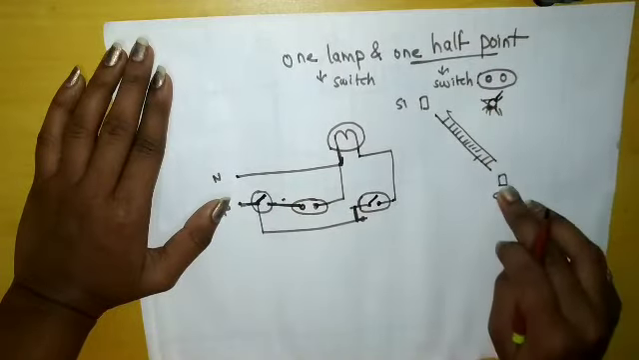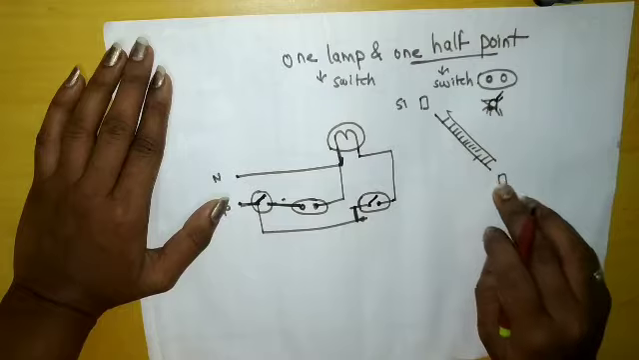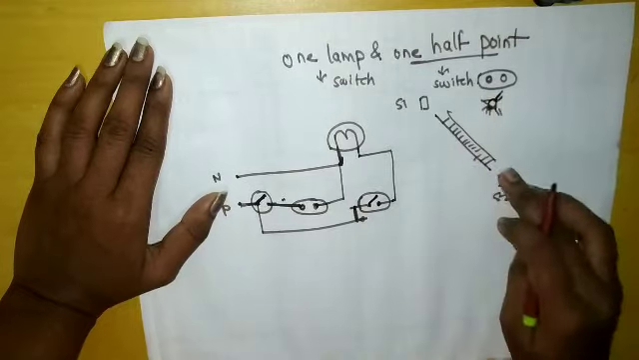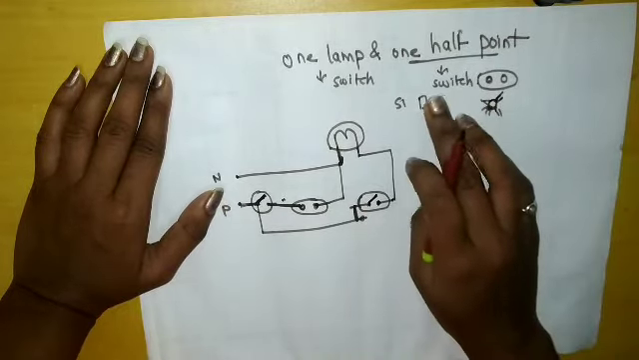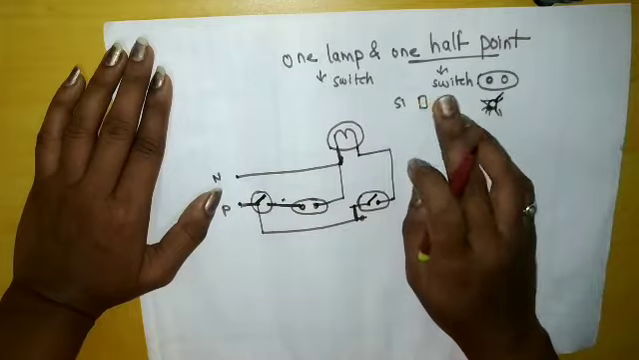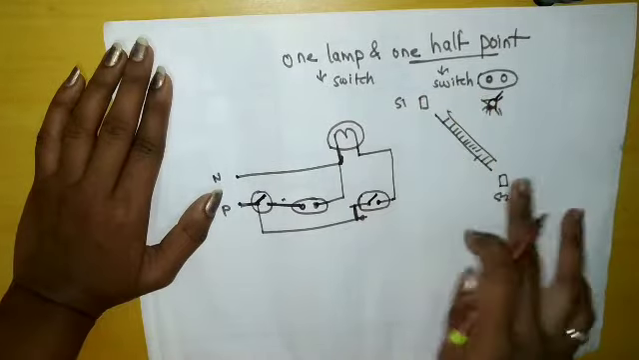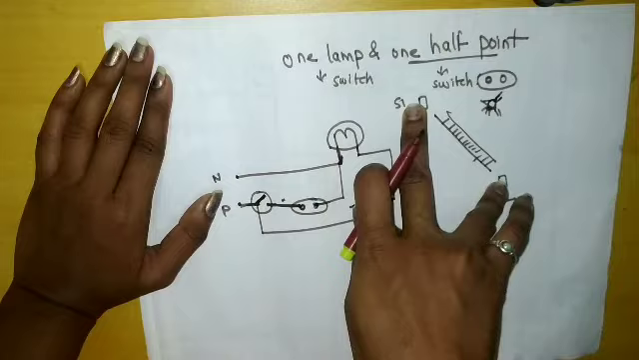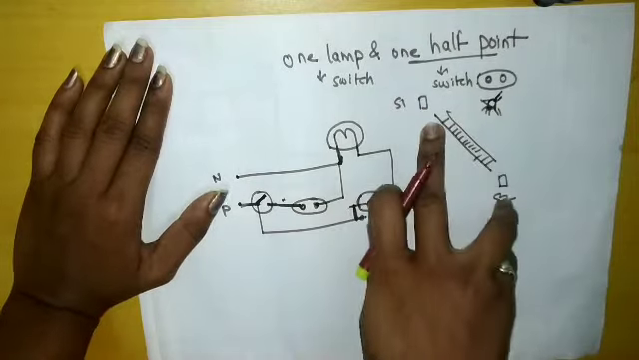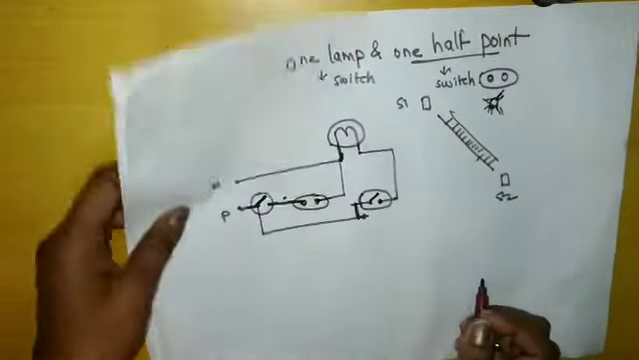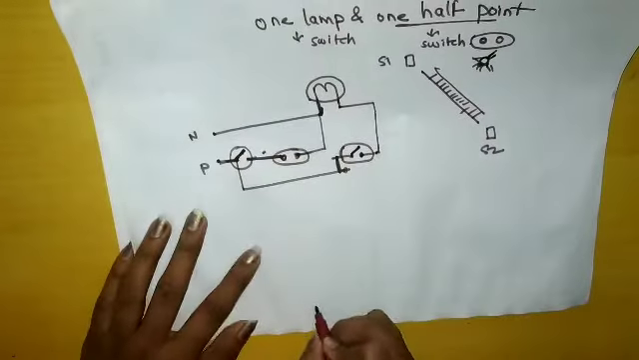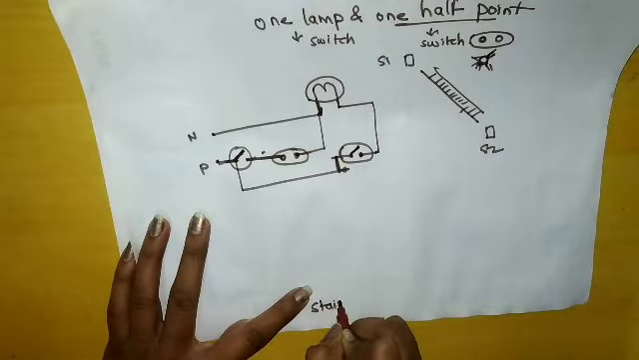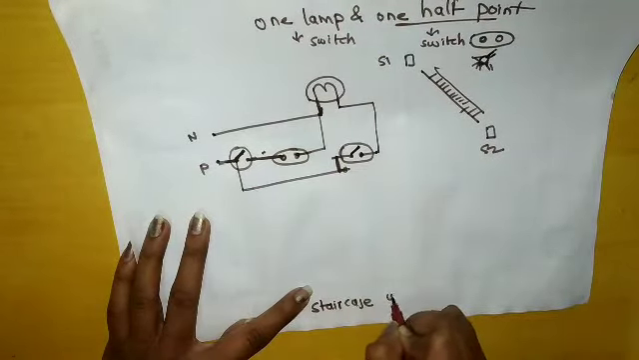Whenever a person comes here, he will turn on this switch. This bulb will glow. Now he will come upstairs and he will turn off the bulb, right? That means it is controlled by two switches. One bulb is controlled by two switches. So we will see how this staircase wiring is done.